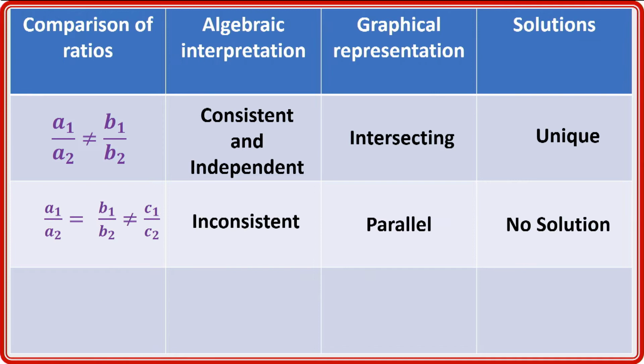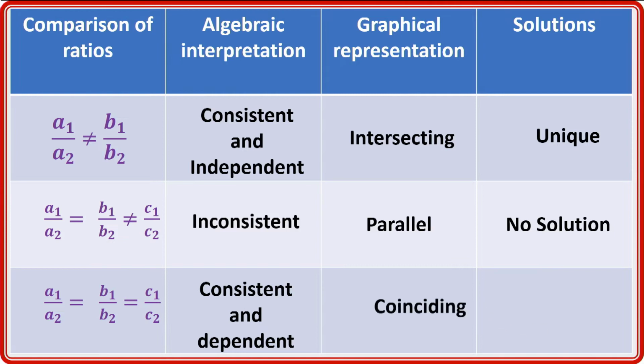Whereas if a1 by a2 is equal to b1 by b2 and it is not equal to c1 by c2, then the algebraic interpretation is that they are inconsistent, whereas the graphical representation shows those two straight lines are parallel to each other and there are no solutions at all. If a1 by a2 is equal to b1 by b2 is equal to c1 by c2, then the algebraic interpretation is that they are consistent and dependent on each other. The graphical representation shows those two lines coincide with each other and they have infinite solutions.